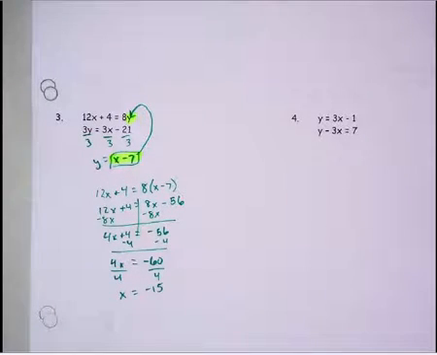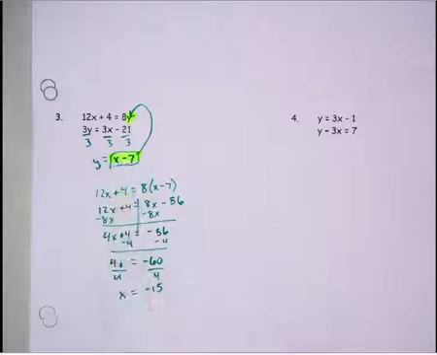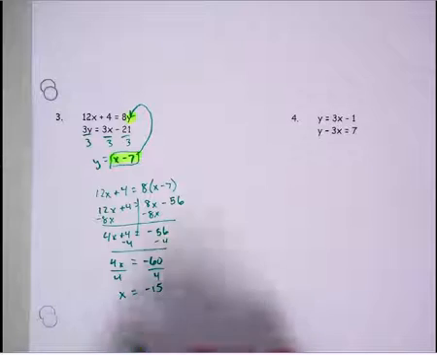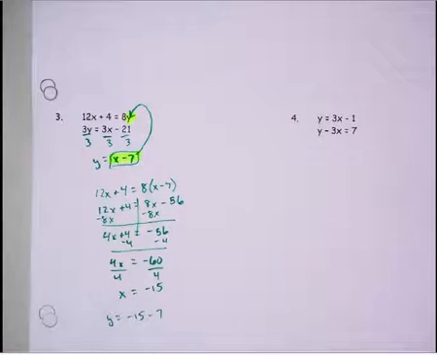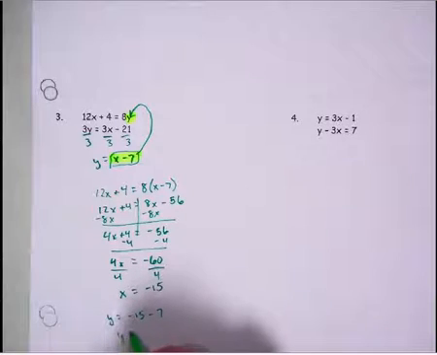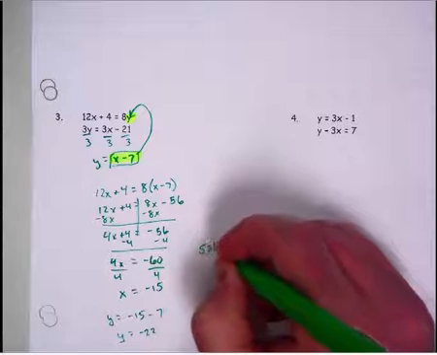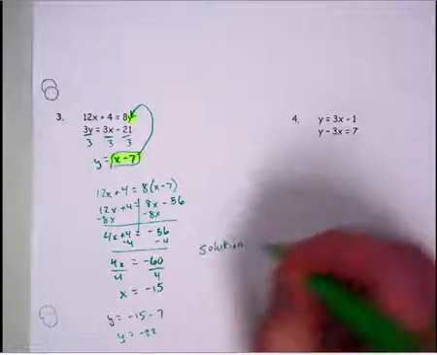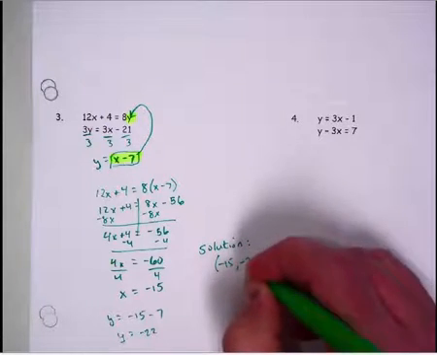Well, now that I know x is negative 15, I can use that to figure out y by substituting back into one of the equations. The bottom one already says y equals x minus 7. I want y, so that means that y is negative 15 minus 7. Negative 15 minus 7 is negative 22, which means that my solution is the point negative 15, negative 22.